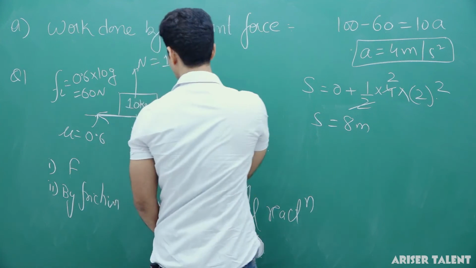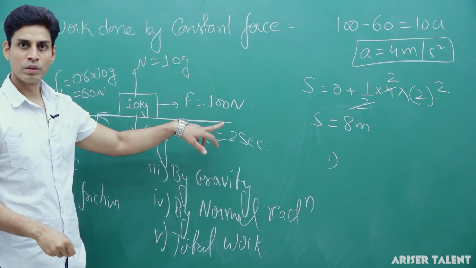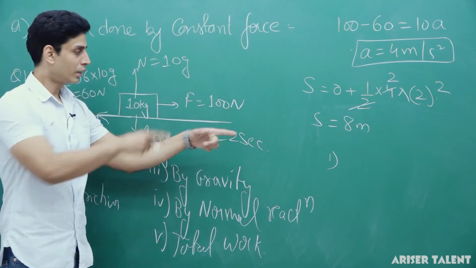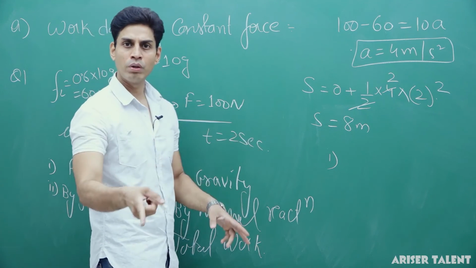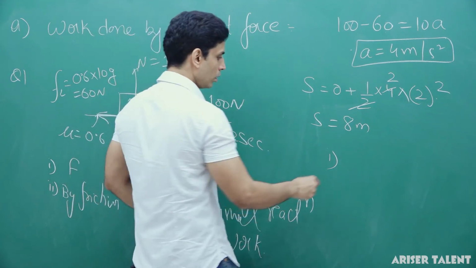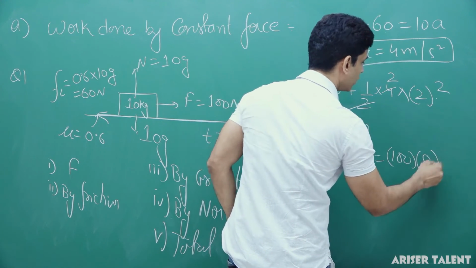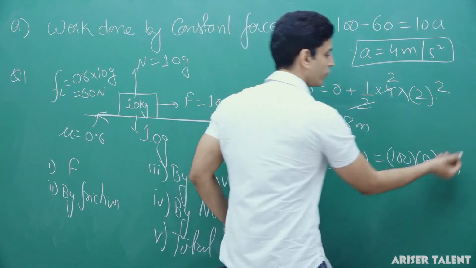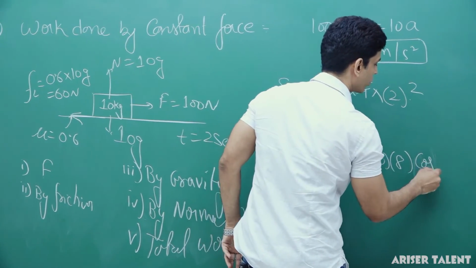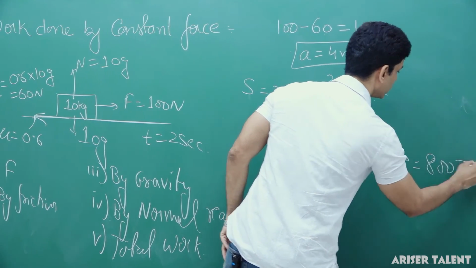Fine. So I am starting with the first part, the work done by this 100 Newton. The 100 Newton force and the displacement are in the same direction. So the angle between this force and the displacement is 0, and cos 0 is 1. So the work is 100 times 8 times 1. What is this 1 for? This is for cos 0. If you want, I am writing cos 0 degree. So it comes out to be 800 joule.